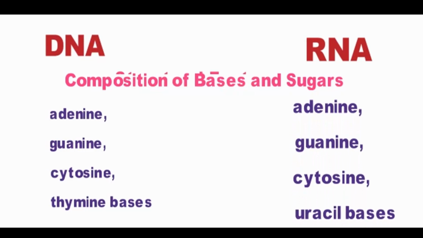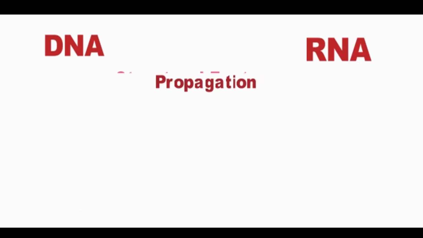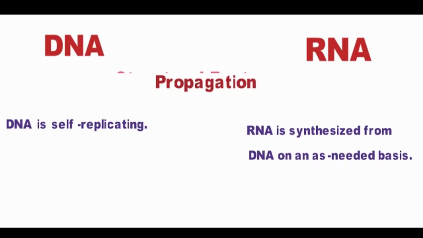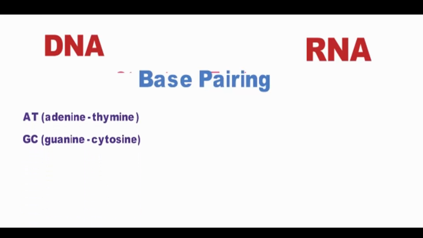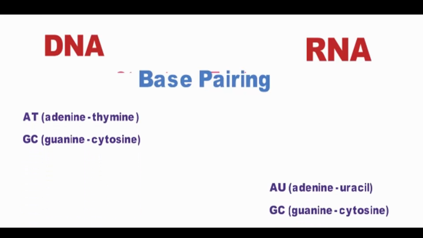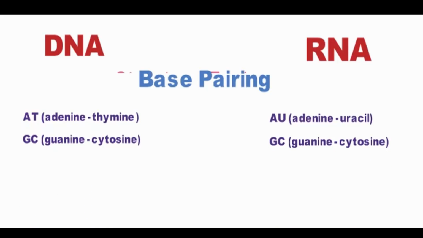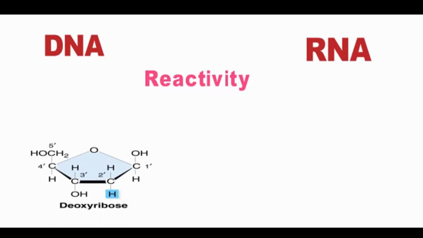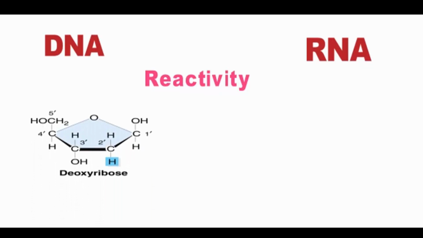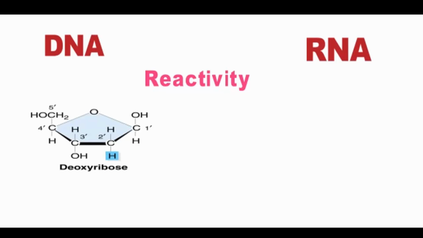Propagation: DNA is self-replicating. RNA is synthesized from DNA on an as-needed basis. Base pairing: DNA pairs adenine with thymine, and guanine with cytosine. RNA pairs adenine with uracil, and guanine with cytosine. Reactivity: the CH bonds in DNA make it fairly stable, plus the body destroys enzymes that would attack DNA. The small grooves in the helix also serve as protection, providing minimal space for enzymes to attach.